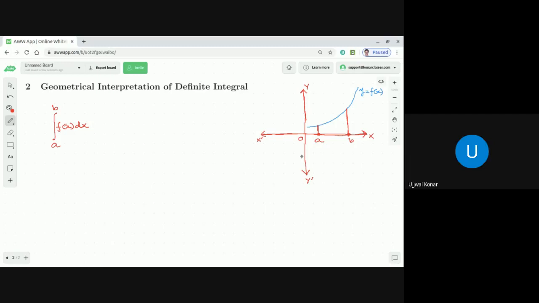So what is this straight line? Suppose I name this capital A, and this point capital B. That capital A means what? A, 0 from coordinate geometry. Capital B is actually B, 0.